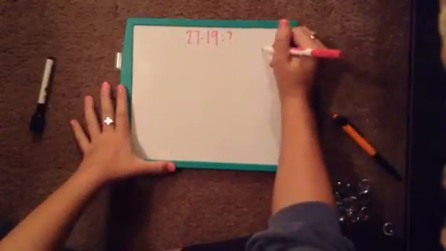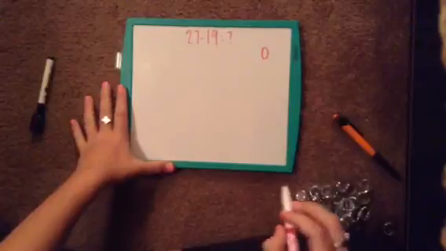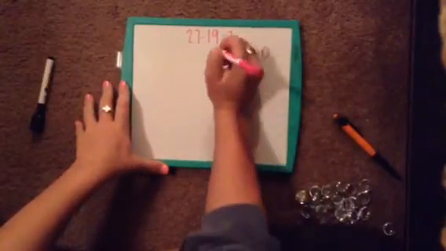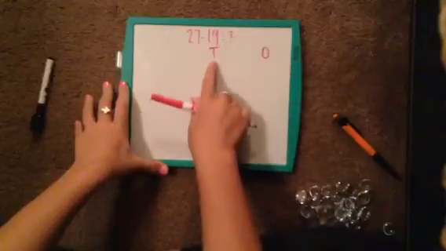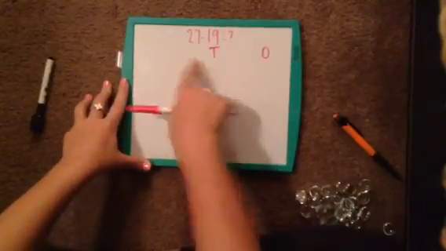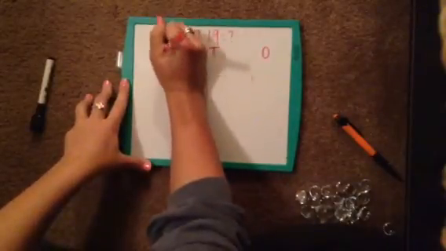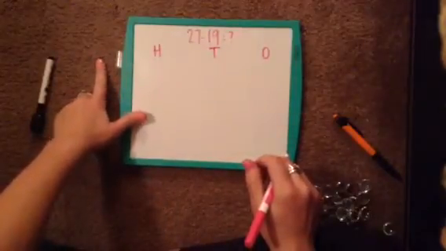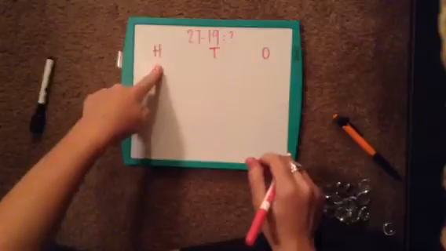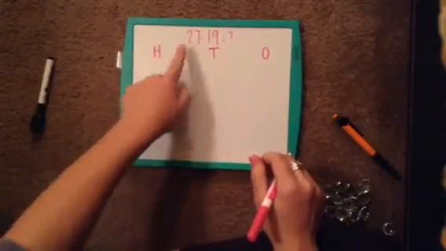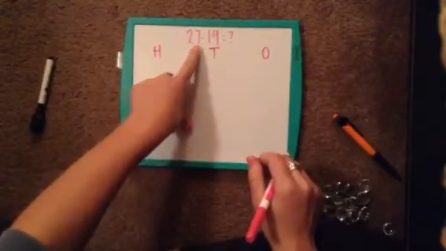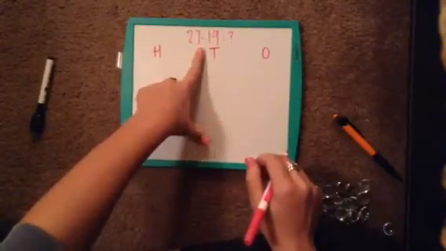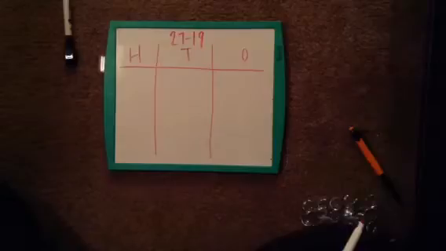So I'm going to draw an O for our 1 spot. And what's the next one over? Tens, good job. What's after tens? Hundreds, good job. Do we need to go higher than 100? No. Why do we not need to go higher than 100? Because we do not have 3-digit numbers. We're just dealing with 2-digit numbers.